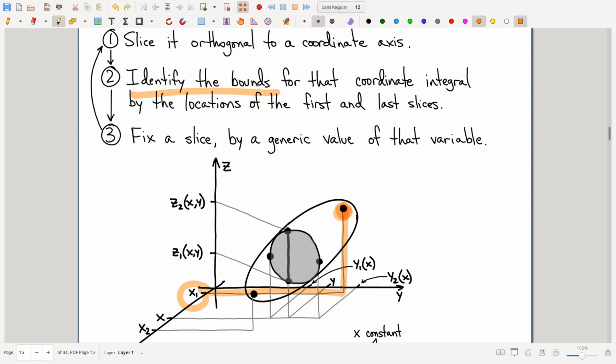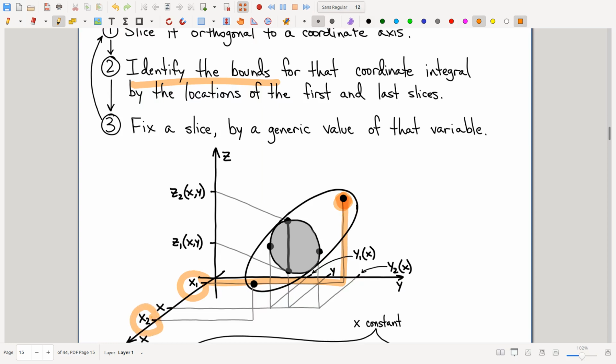And then, of course, the upper bound for x is going to come from that last slice, which will be a point kind of on the front side. Is that cool? All right.